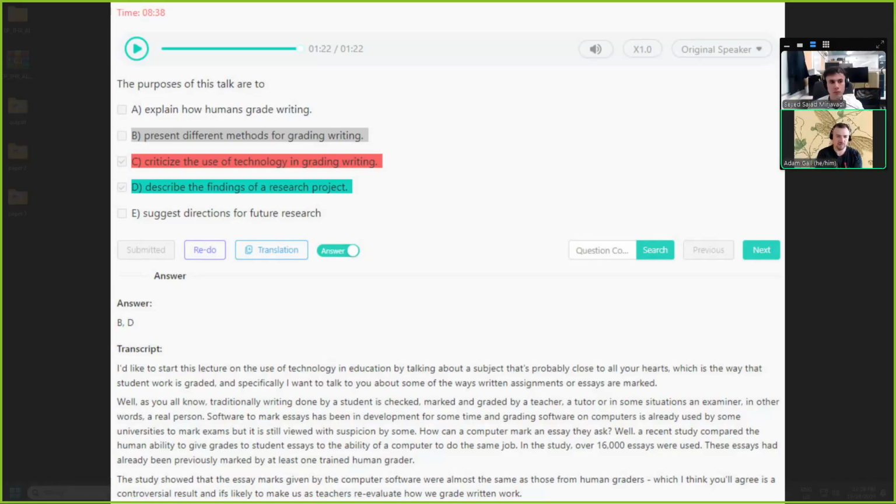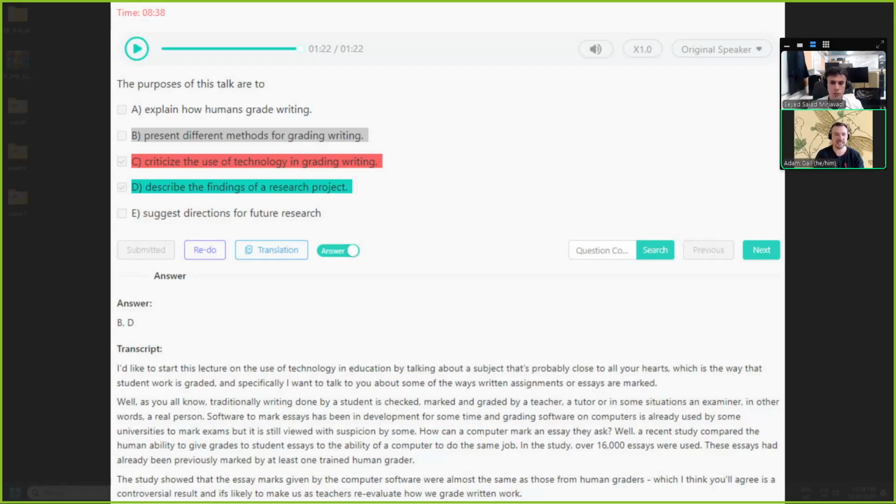And then the bulk of this is actually describing something that was found in a research project where they used an automated system. So those are the two best answers. He hasn't criticized the technology. He suggested that some people might be critical of it. So when it says viewed with suspicion by some, he's not saying that I view it with suspicion. That is, the writer is not viewing it with suspicion.